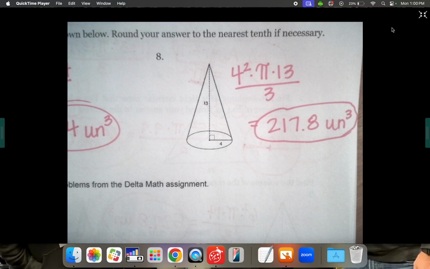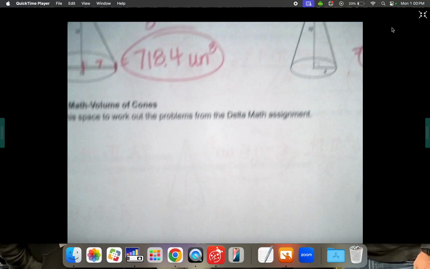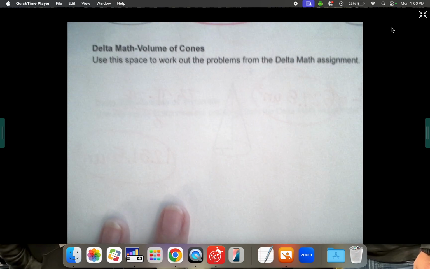Okay, just like on all the other Delta Maths, we have given you some space here at the bottom to show your work for the Delta Math assignment so that you can have some scratch paper kind of built in. So go ahead and move on to the Delta Math and use this page for examples if you need help figuring it out.